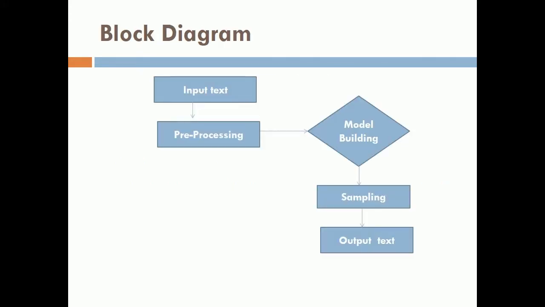Block diagram. Input text is first pre-processed, then the model is built. After that, sampling of text is done and finally output text is generated.